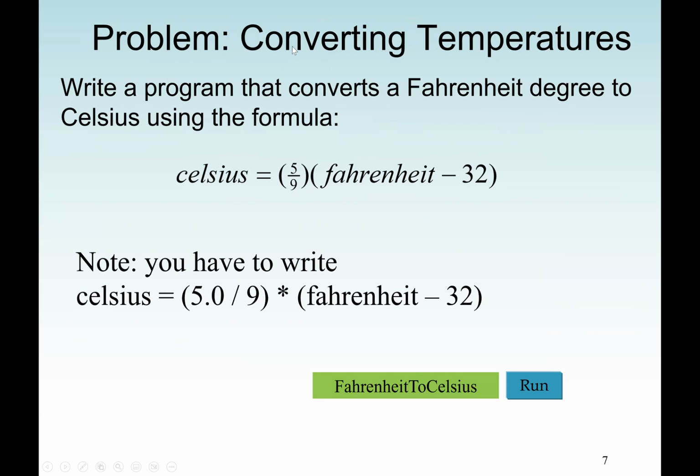So we have a program here, and our problem is to convert a temperature. For example, we can convert Fahrenheit to Celsius. We are going to ask the user to enter a degree in Fahrenheit, and we are going to use the formula here to convert it. Now, the Java representation of this formula is 5.0 divided by 9, and we know parentheses with nothing in front means multiplication, so we multiply by the variable content minus 32. So let's see the code.